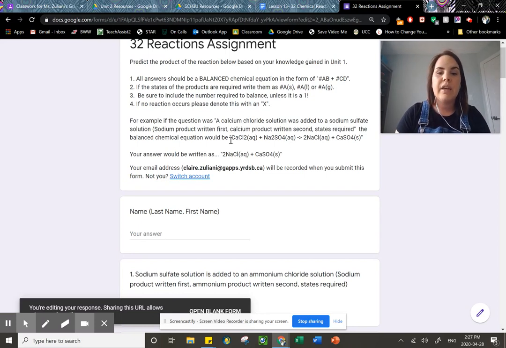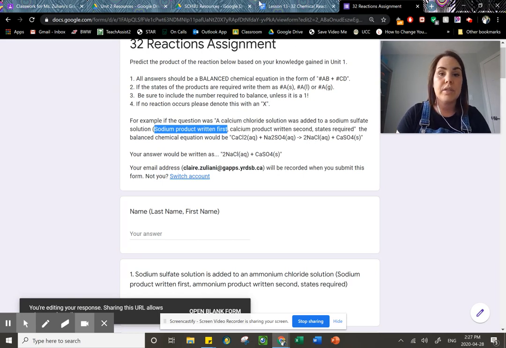If I look at this, I have calcium chloride aqueous and sodium sulfate aqueous. I have 2 compounds, and it's not one of my special cases, so I know this is going to be a double displacement reaction. So these 2 products are going to switch partners. Now, it specifically tells me in the question to write my sodium product first. So I'm going to write sodium first with its partner. Sodium's partner is now chlorine, so it's going to be sodium chloride. Sodium has a 1+ charge, chlorine has a 1- charge, so it's going to be NaCl.